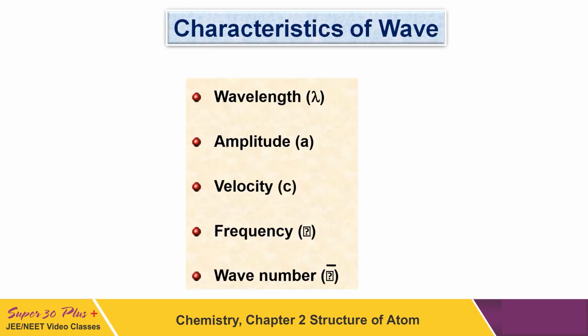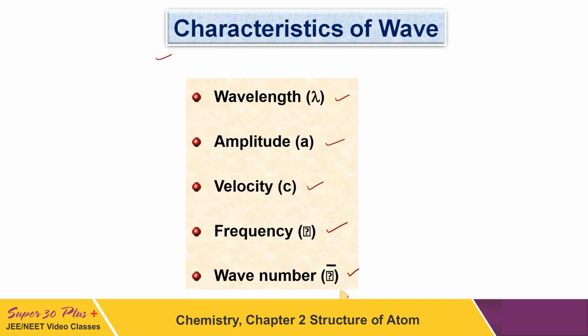So what are the different characteristics of a wave? Now I'll tell you about the different characteristics of a wave. There are a few characteristics of a wave like wavelength, amplitude, velocity, frequency and wave number. Right?